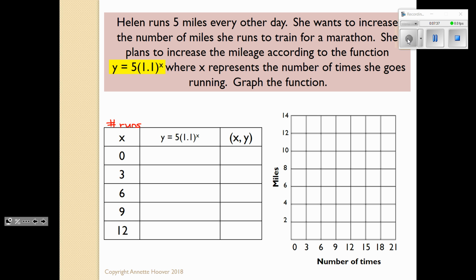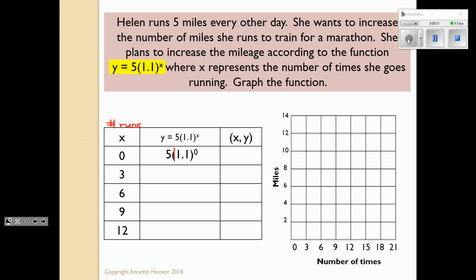So let's plug in these numbers. Now, I gave you the domain this time. The domain is going to be 0, 3, 6, 9, and 12. Notice we didn't use negative numbers because x represents the number of times she runs, and she can't run a negative number. So we only have a 1-quadrant grid here. So let's plug in 3 and see what that would look like. Plug in 0 first, sorry.